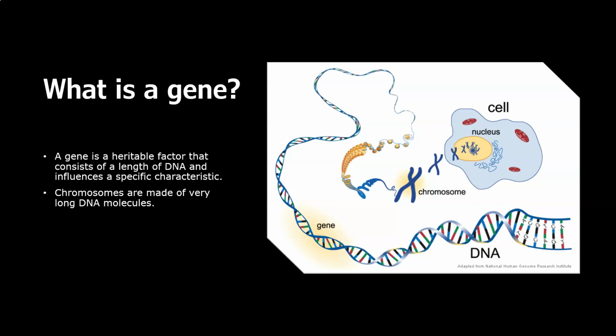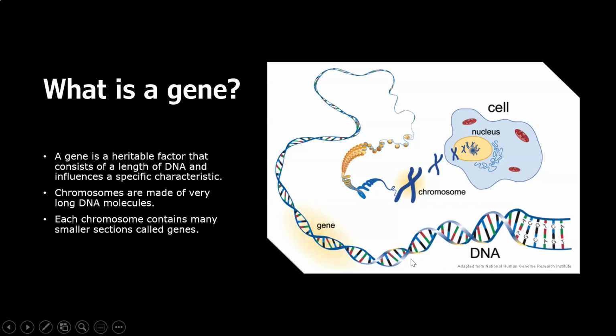Now, we talked about chromosomes because chromosomes are made of sections of DNA, which we call genes. So chromosomes are made of DNA molecules. Each chromosome contains these smaller sections, which we call genes. So you can see in the diagram here, we've got our DNA, and you can see a section of it highlighted in a creamy colour there, and that's our gene. And all that winds together around our histones to make our chromosomes.